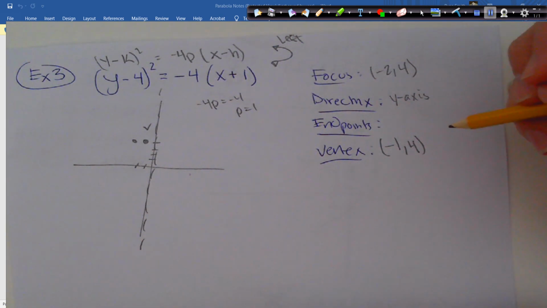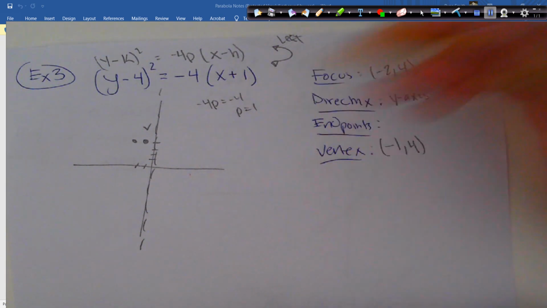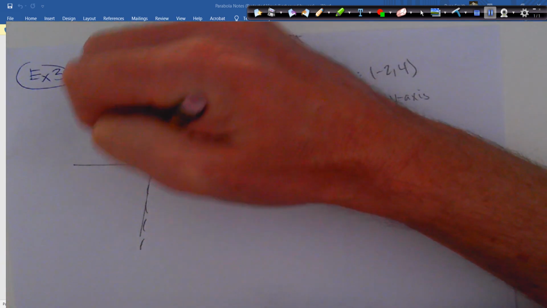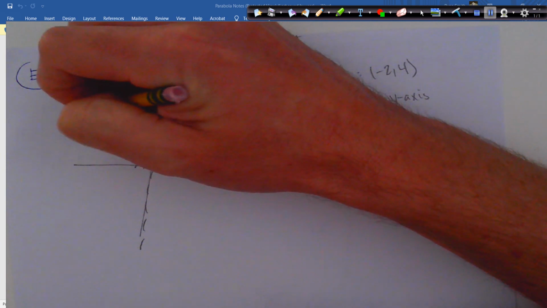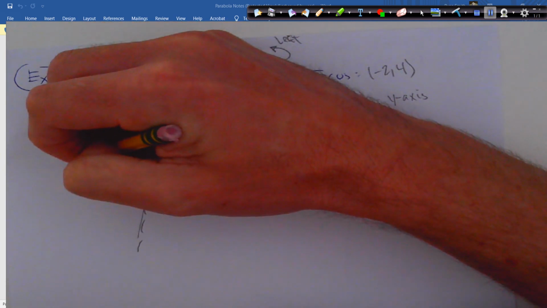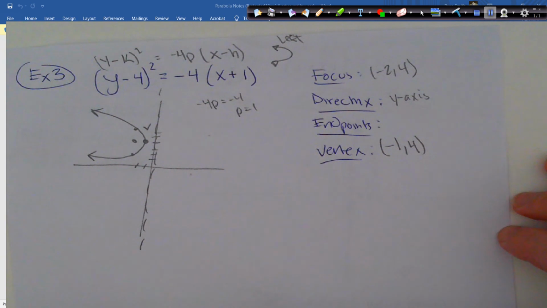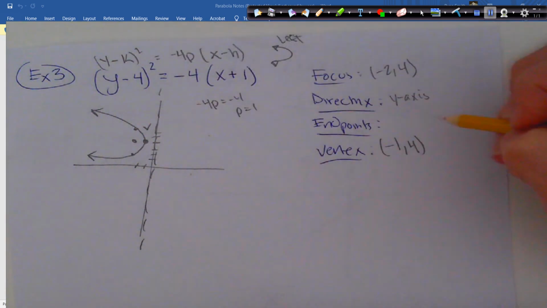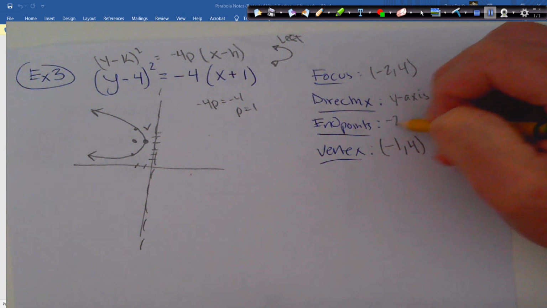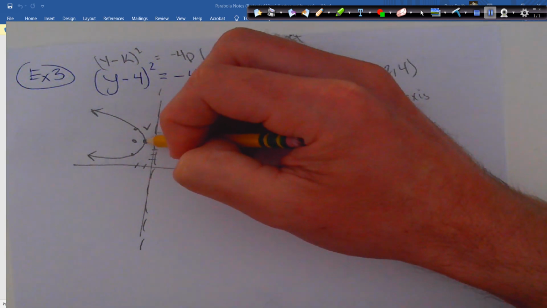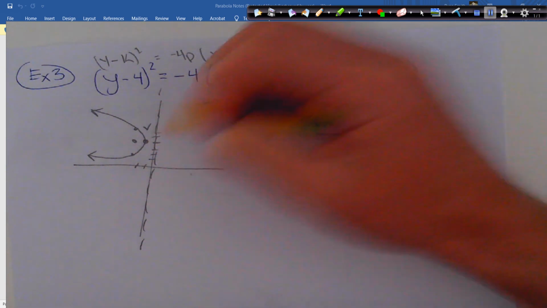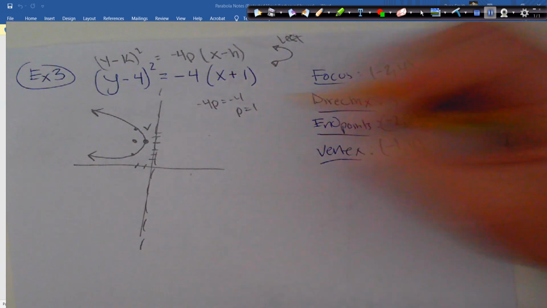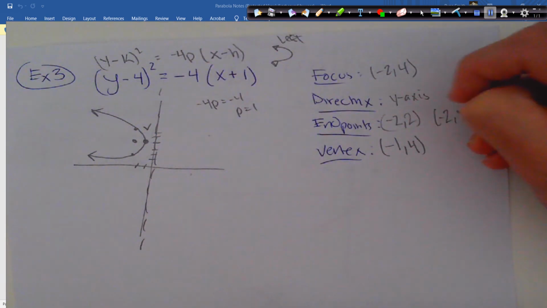And then the last thing is the latus rectum. It's going to be a distance of 4 units, so I've got to go up 2 from the focus and down 2 from the focus. And that's my graph like that. And those 2 points are at -2 on the x, but then they're going to come down from 4 down to 2, and -2, and they're going to go up from 4 2 more, which is 6.